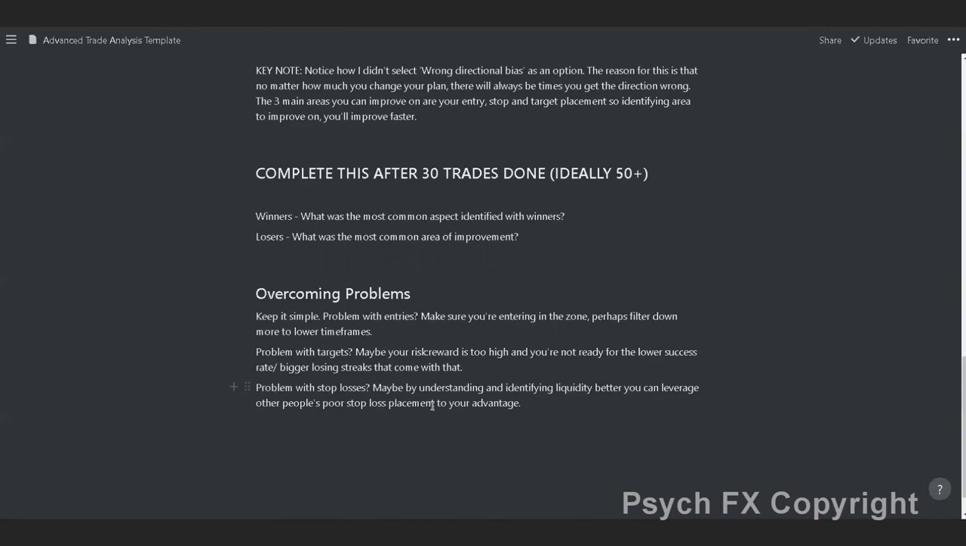Maybe you've got a problem with stop losses. Okay, so in that situation, maybe if you understood and identified liquidity better, you could leverage this and turn it from a weakness into a strength by identifying where other people, and maybe where you, are currently putting your stop loss, and maybe entering where everyone else is putting their stop loss. Where you initially wanted to put your stop loss, maybe try putting your entry there and seeing if that would help. So just keep it simple. Just look at something logically. If I've got a problem with one of these things, I know that this is a really common reason for loss. And so what is one way that I can look to improve that?